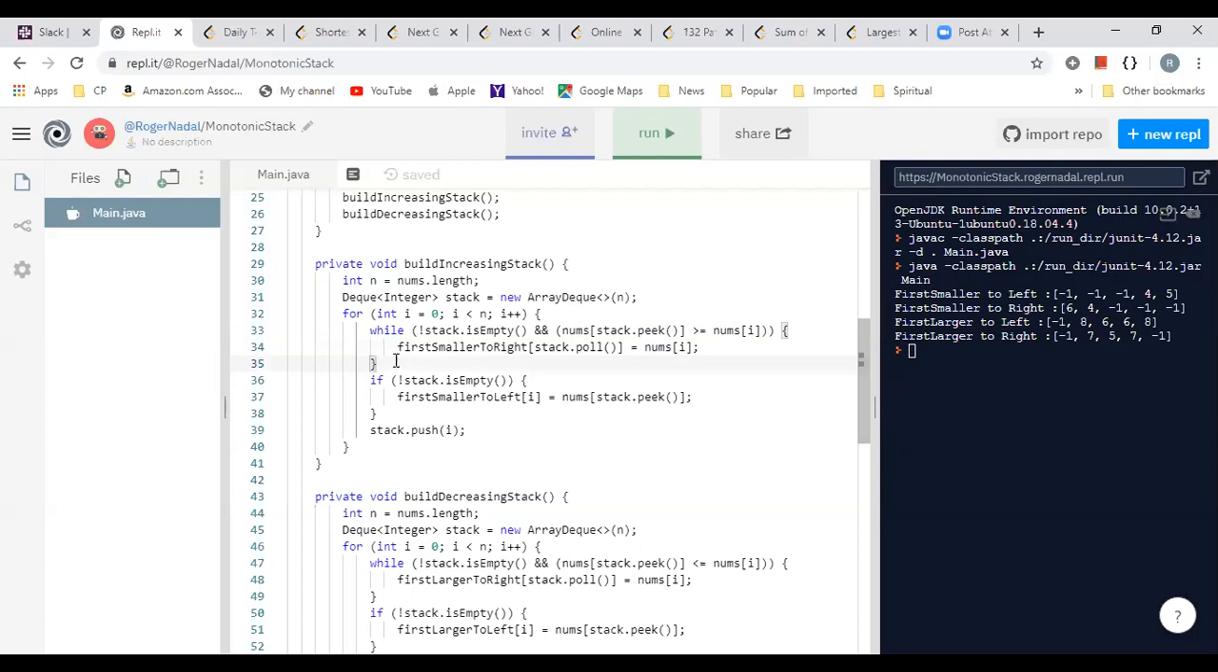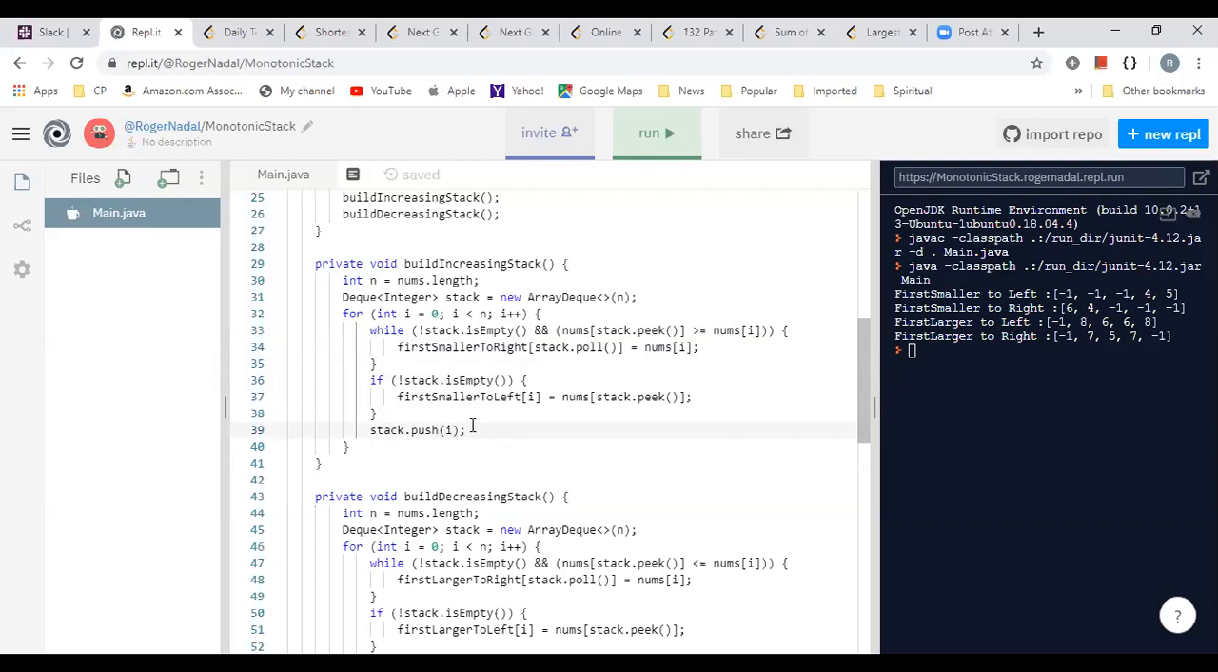After we are done, or maybe we didn't need to go through this while loop, then when I came, I looked at who is already on the stack peak, because I know whoever is on the stack peak is the first guy who is smaller than me. So I filled this value and then I added myself to the stack.